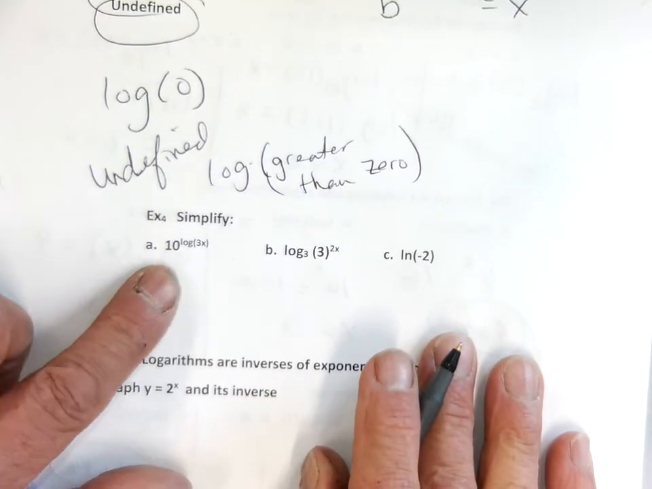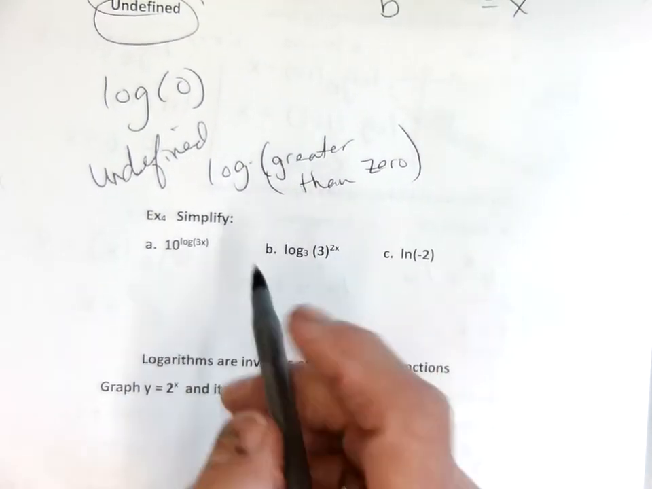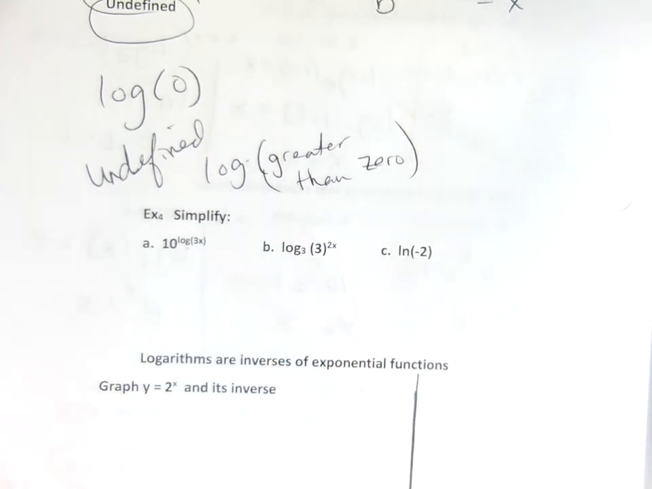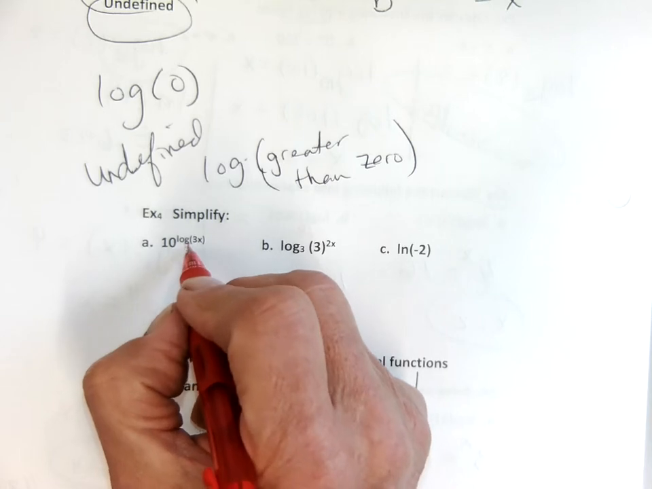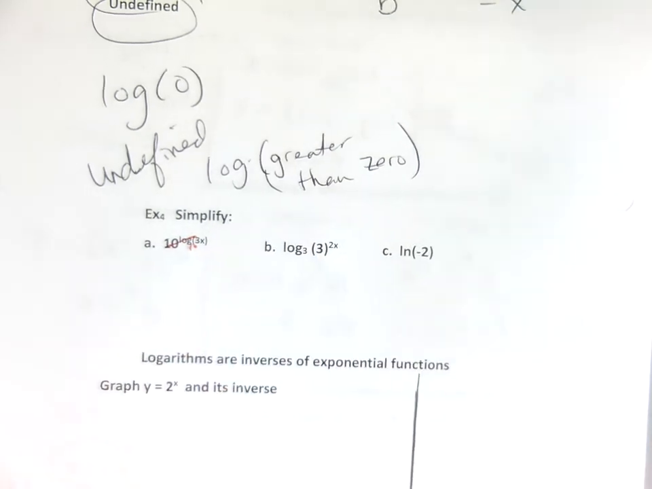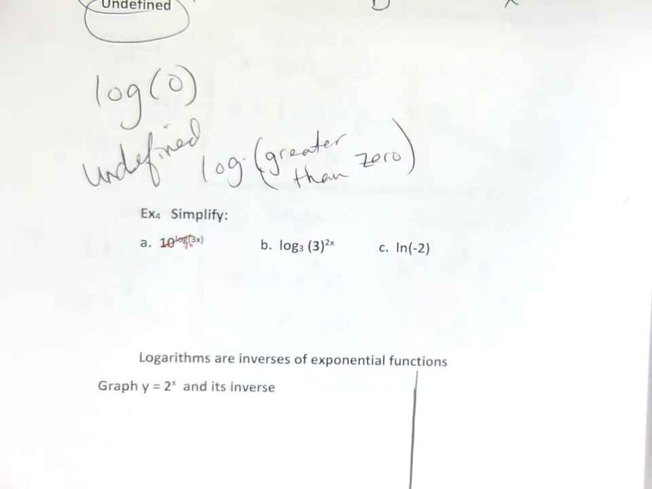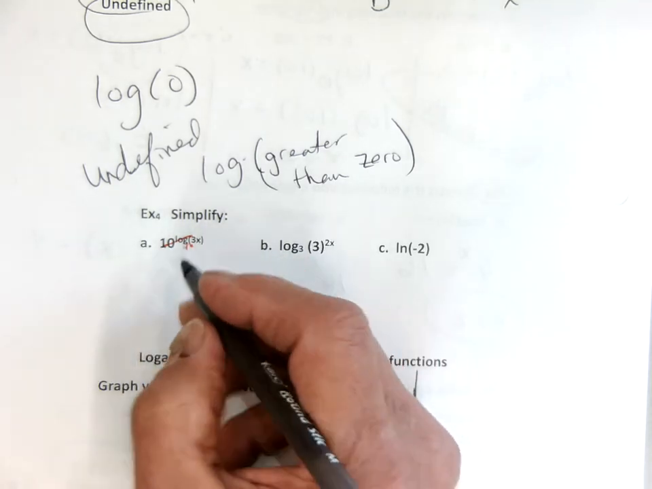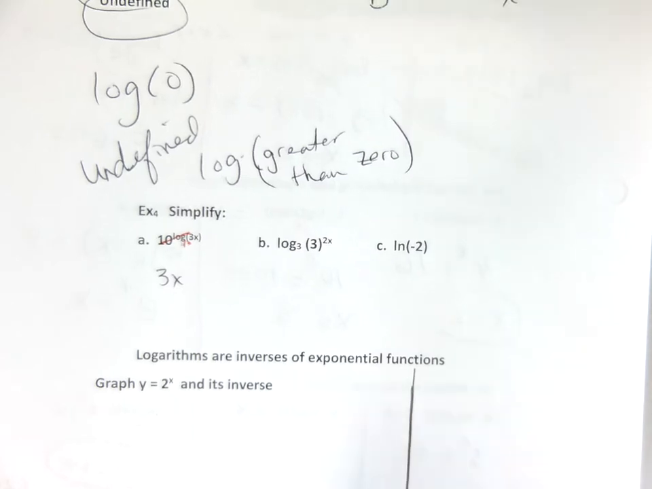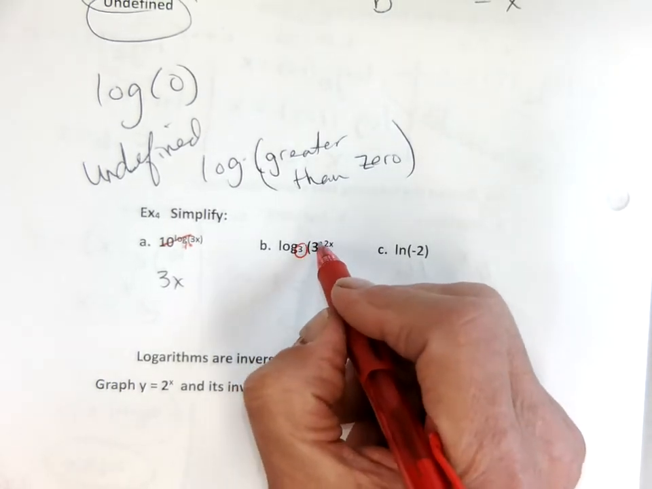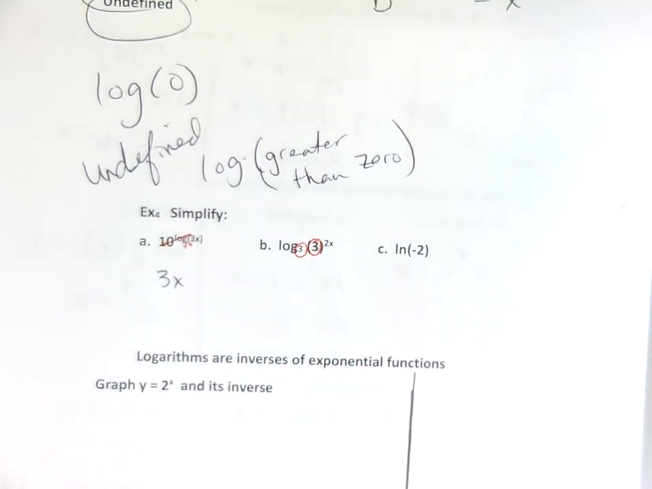Okay, almost. So let's look at this one. What's the invisible base right here? 10. So our rule says these cancel out. What's the answer? 3x. Boom. Okay, that's it. Look at this. Aren't these the same? So our answer is just 2x. Good job, Jacob.